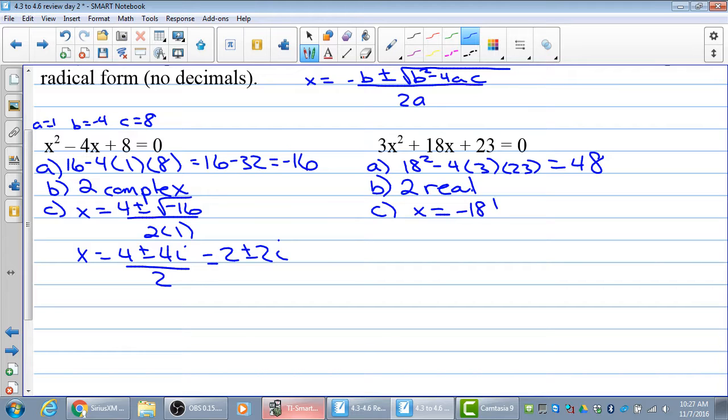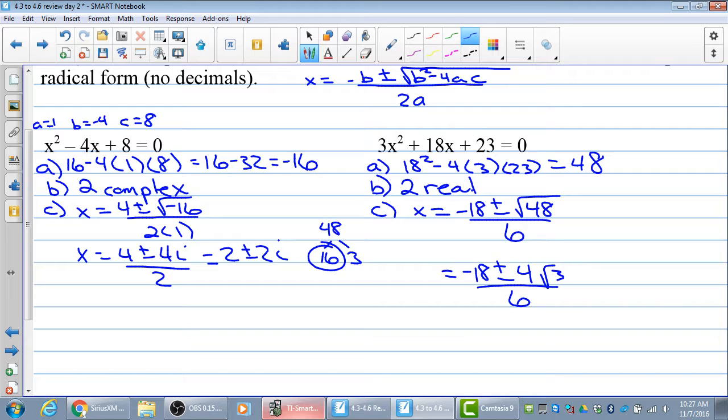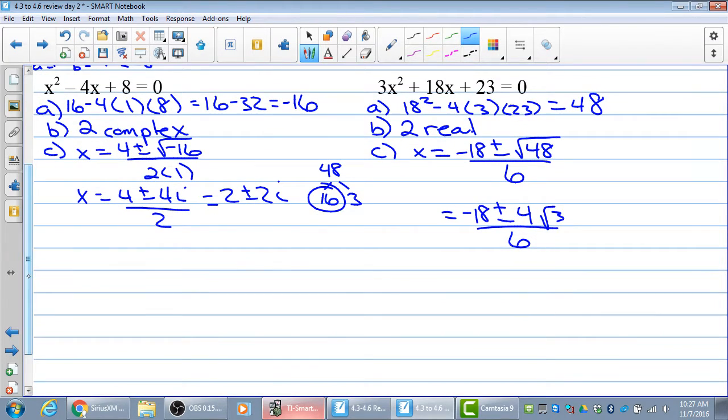C, we've already done part of this. We have negative 18 plus or minus the square root of 48 all over 6. 2 times 3 is 6. I think 16 is in 48. 48 is 16 times 3. So we have negative 18 plus or minus the square root of 16 is 4. So that part right there, the 16 is the one that you can square root. That's the one that becomes 4, and inside is the square root of 3 over 6. Well, these are kind of a pain because you got to think about reducing everything. We reduce the square root, now we got to reduce everything else. So negative 9 plus or minus 2 square root of 3 over 3.